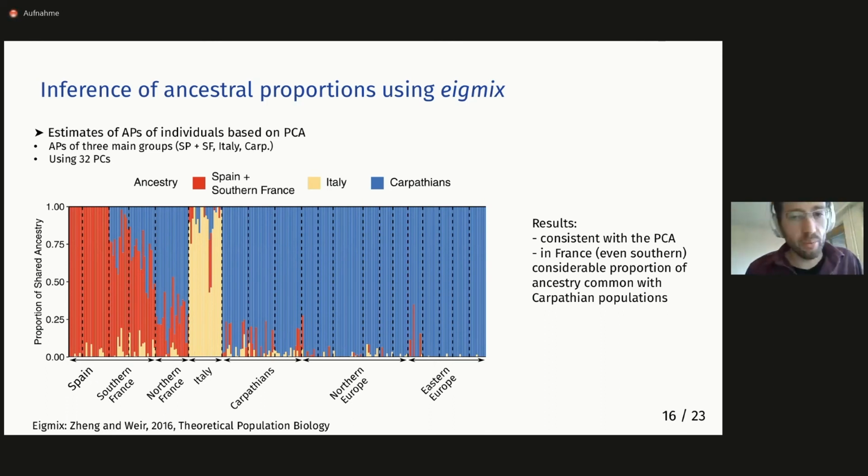Basically, you see the same patterns where you have Spain on one side and the southernmost population we sampled in France, so that they shared their ancestry quite well. And then Italy on its own, and finally the Carpathian. So the northern populations from Europe and eastern populations from Europe, as well as the northern France populations, share most of their ancestry with the Carpathian populations.